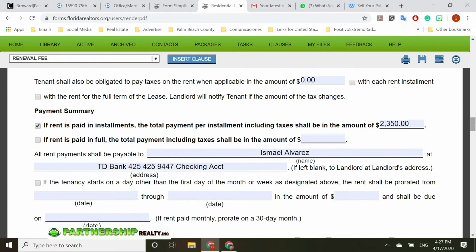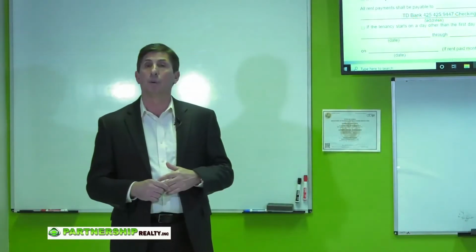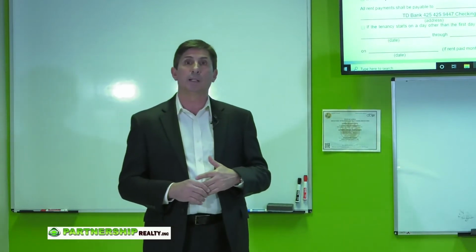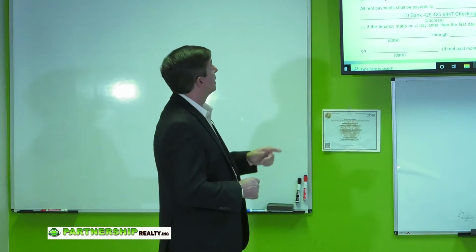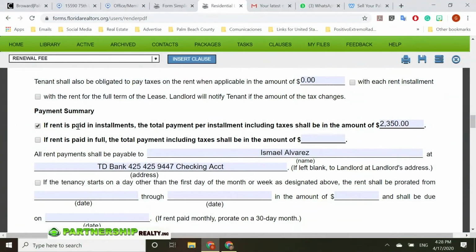Are the Florida revenue taxes included in that rent? If they are included, then you want to put 0 down. But if it's not, then we want to put in the Florida revenue tax, whatever it comes out to. But in this case, it's already included, so we're going to put down 0. The installment payments here are $2,350 per month.